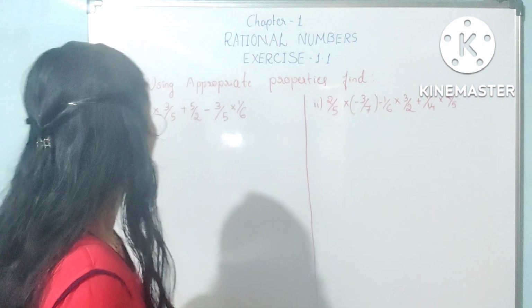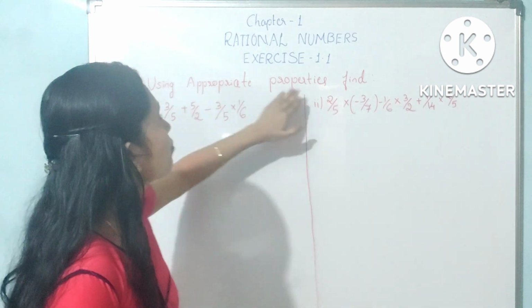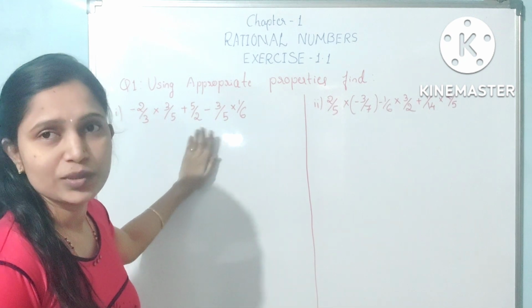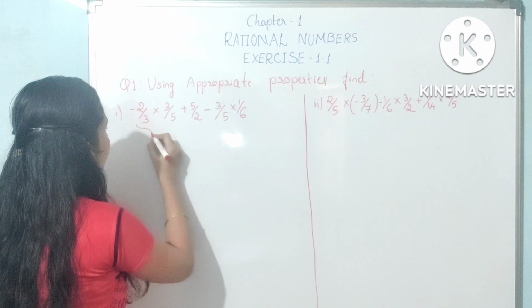Okay. So let's solve question number 1. Using appropriate properties, find the below value. They have given an equation here, so we have to solve it. So what we're going to do here, see here.